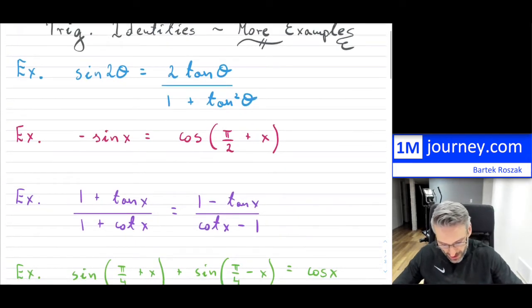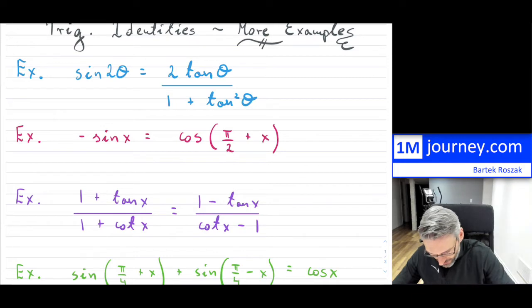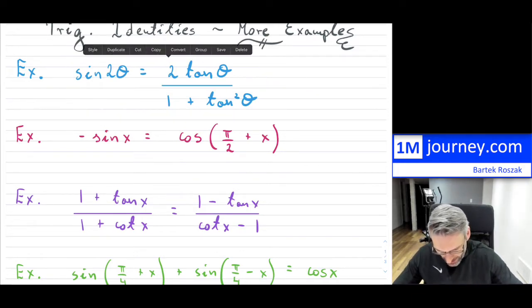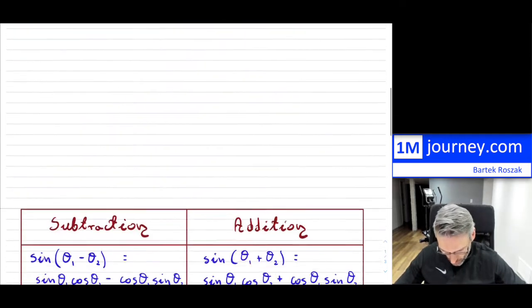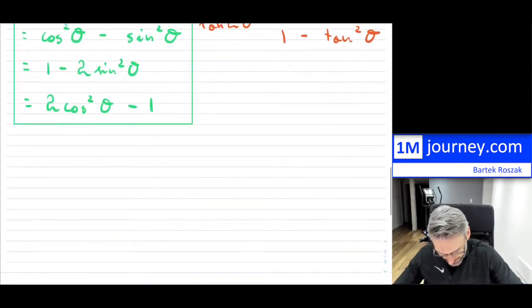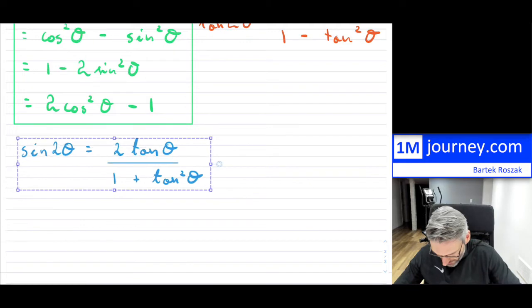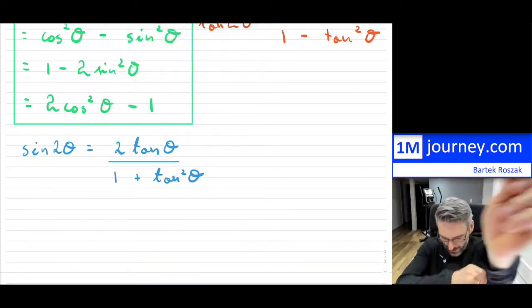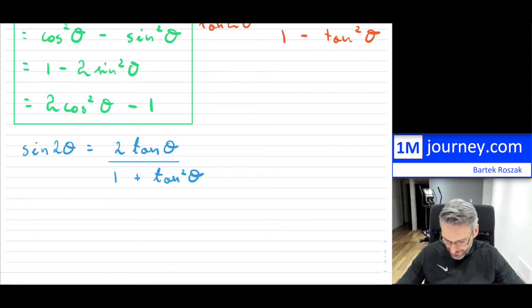So let's do them one by one, and let's see if I can actually show that the left-hand side equals the right-hand side for these. So here's question 1. I'm going to bring it down here, and I'm going to see if I can attempt it. Okay, so for this example, we have sine 2 theta, so we know that's a double angle, is equal to 2 tangent theta over 1 plus tangent squared theta.